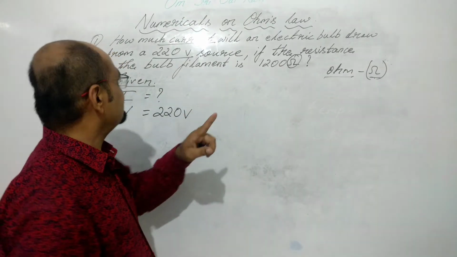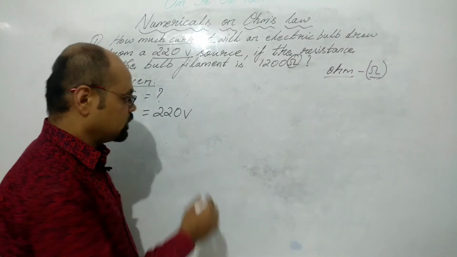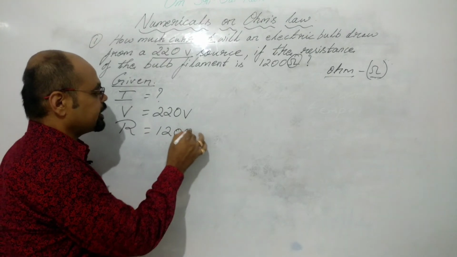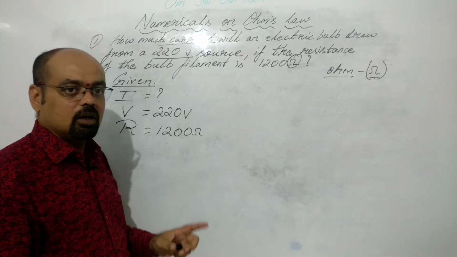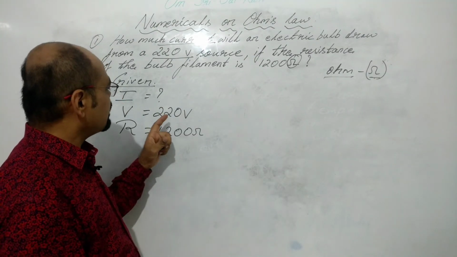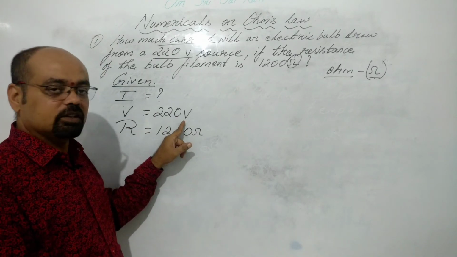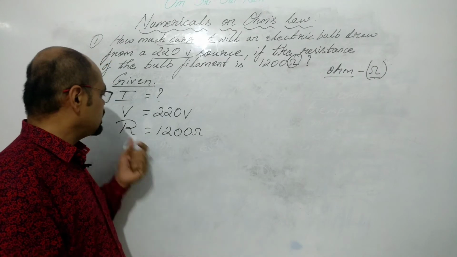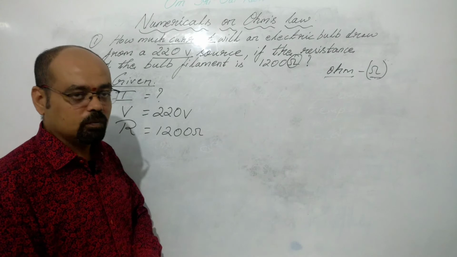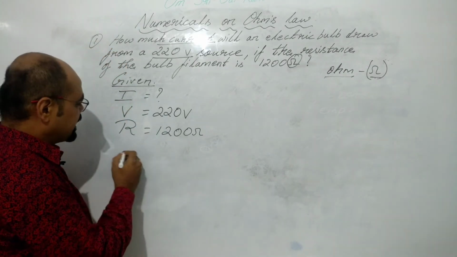If the resistance of the bulb filament is 1200 ohm, so we know that R is equal to 1200 ohms. This is what is given in the question, and all are with their respective SI units. So potential difference is with its SI unit volts and resistance also is with its SI unit ohms. So no conversion. Now we have to write the formula.